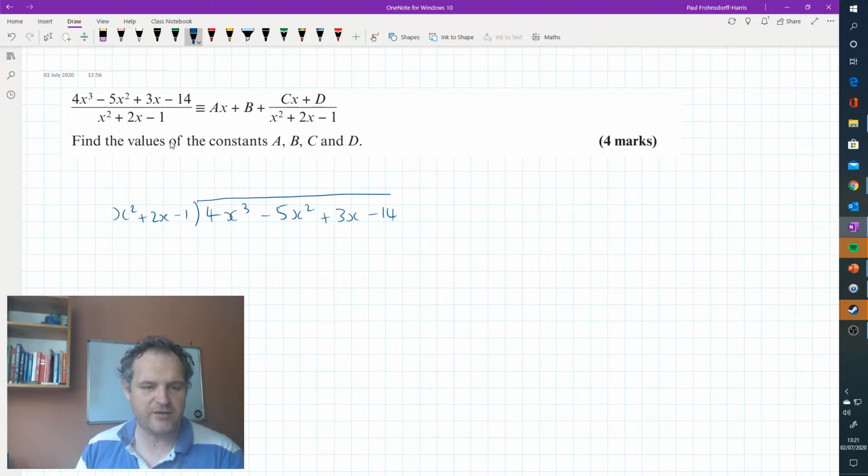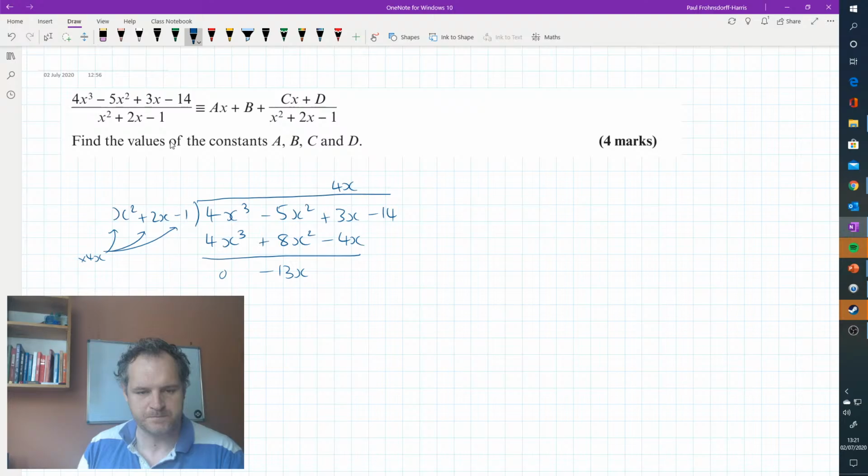How am I going to make 4x cubed? Well, I'm going to make it by multiplying this by 4x. And remember, if I times by 4x this time, I'm going to have 3 terms. 4x cubed plus 8x squared minus 4x. Then we do our subtraction. That's gone to 0, but minus 5 minus 8 is minus 13x squared. And then minus minus is a plus, so we've got plus 7x.